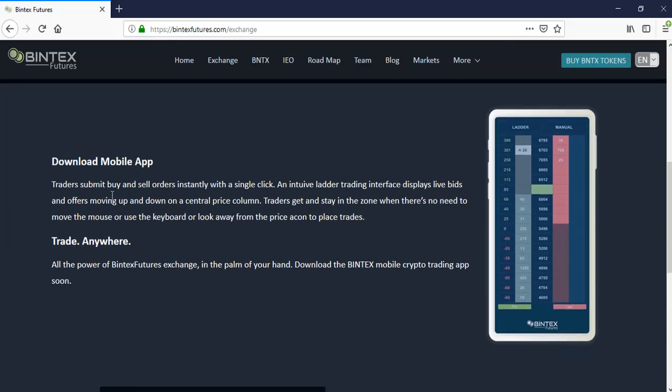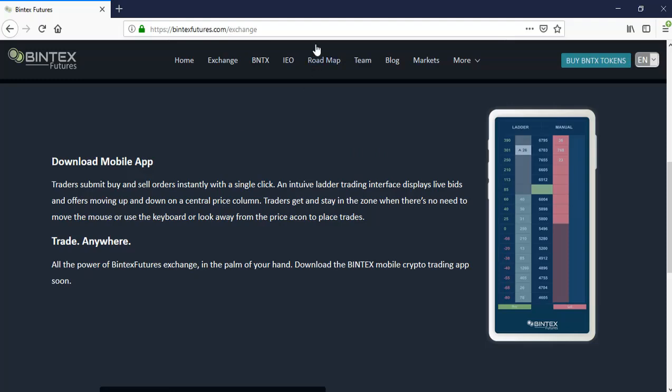And you can download the mobile application. Traders submit buy and sell orders instantly with a single click. An intuitive ladder trading interface displays live bids and offers moving up and down on a central price column on the mobile application.